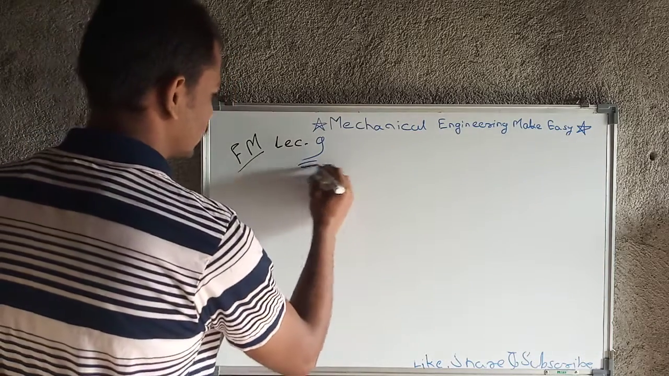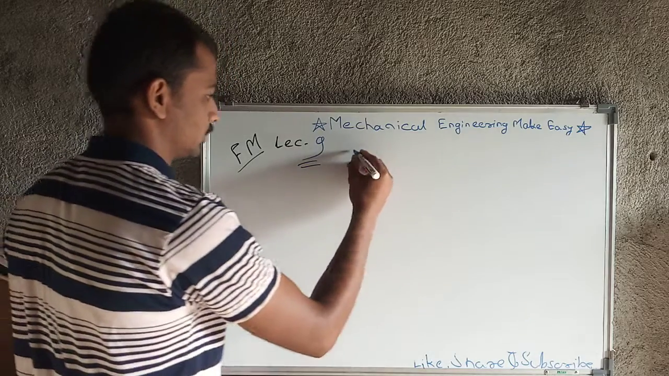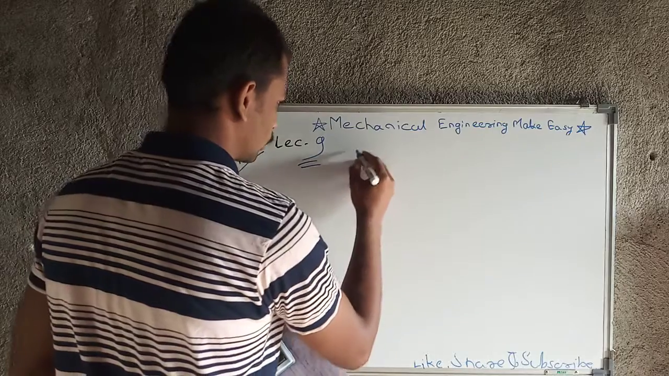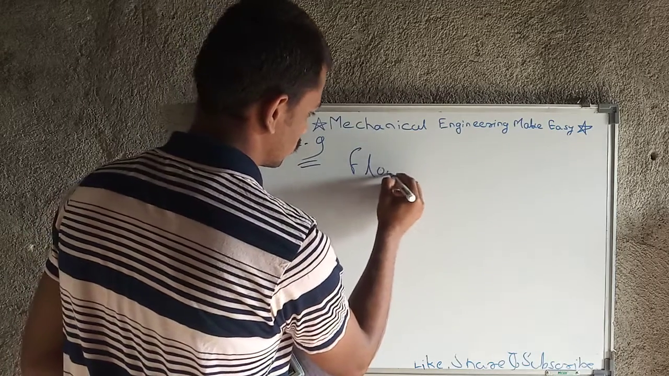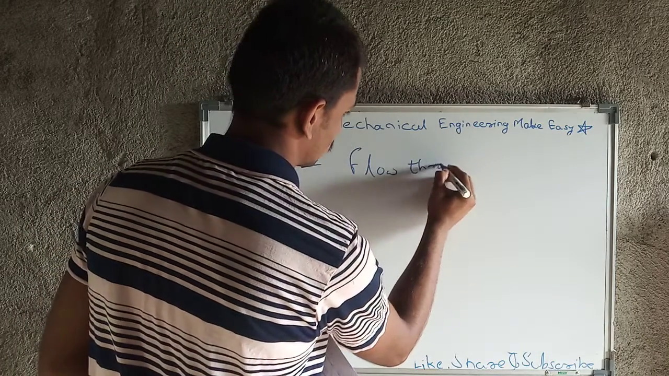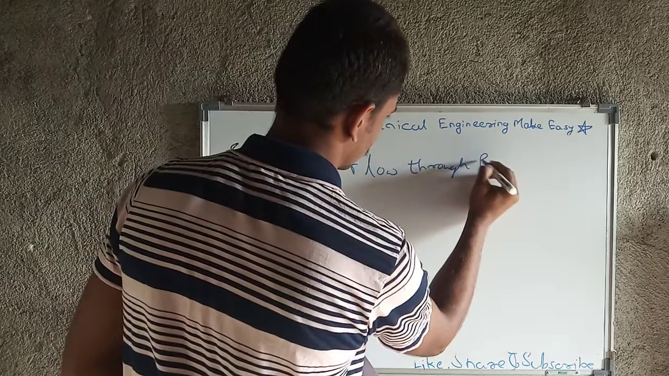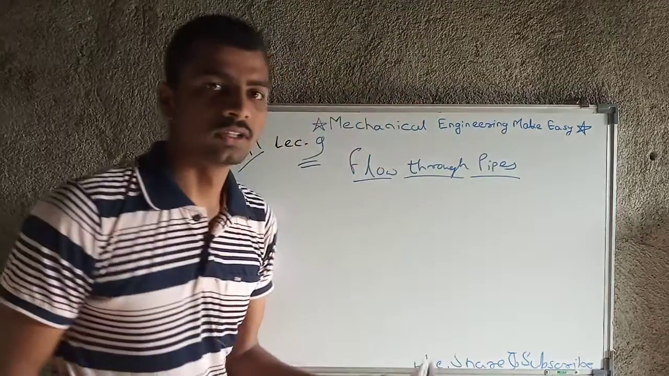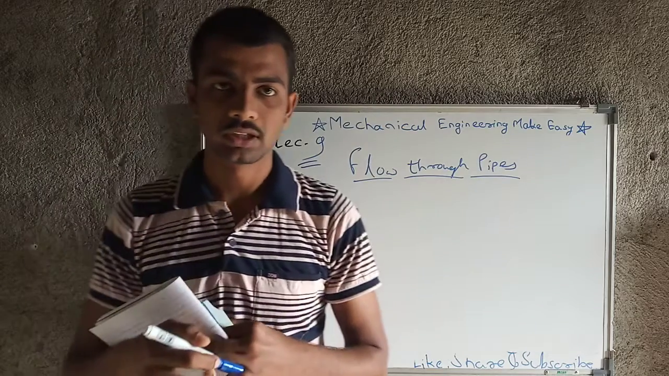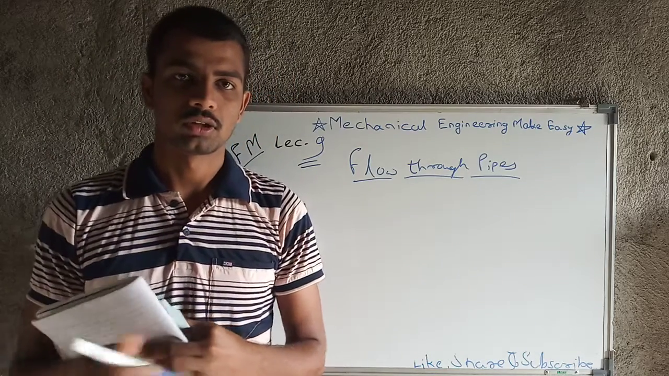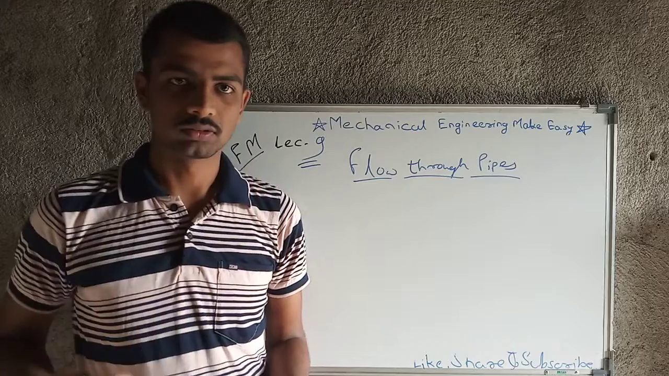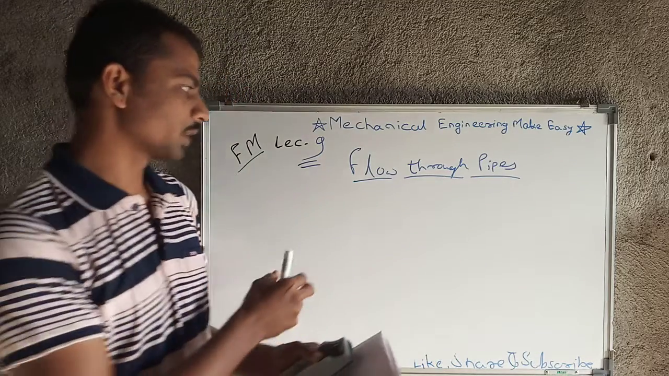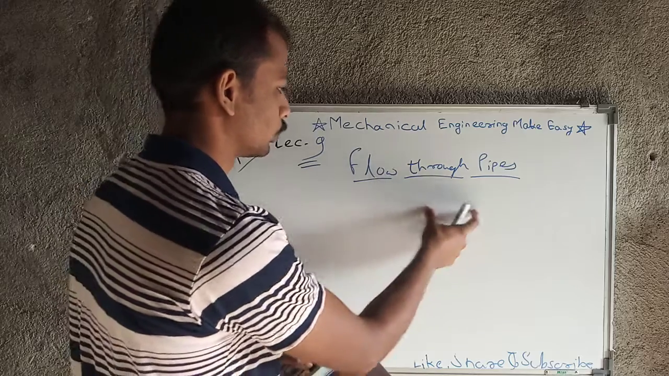So this is the 9th lecture of fluid mechanics. In this I am going to discuss the topic, flow through pipes. In the previous lecture we discussed the venturimeter, orifice meter, pitot tube, etc. And in today's lecture we are going to discuss flow through pipes.